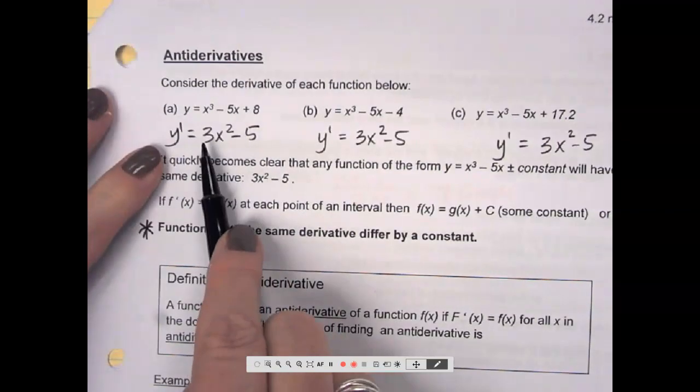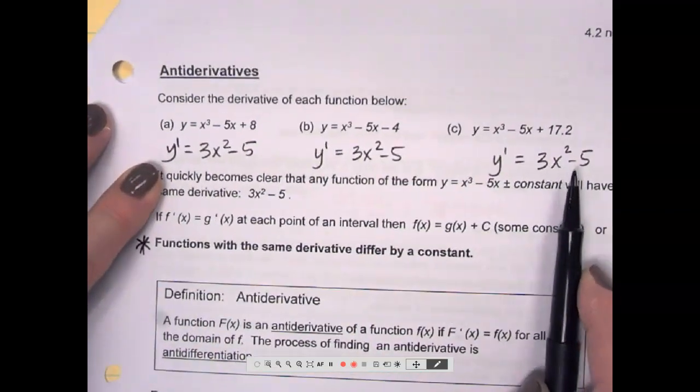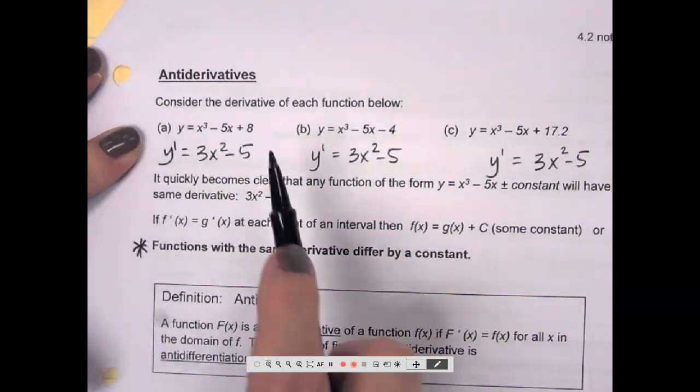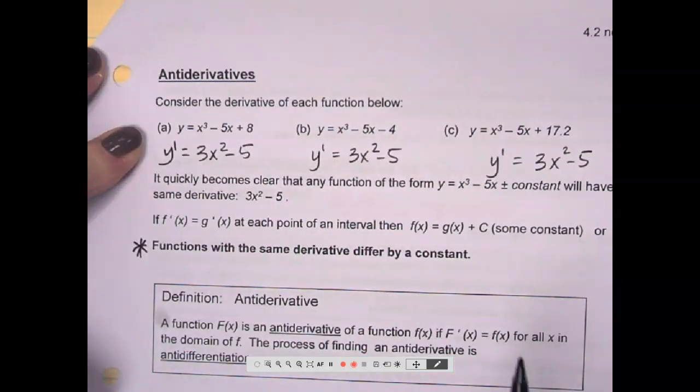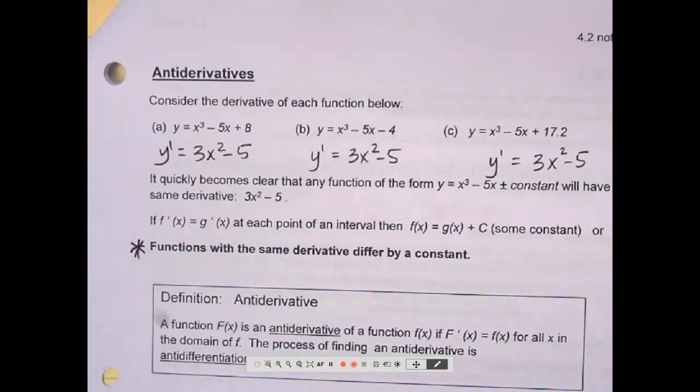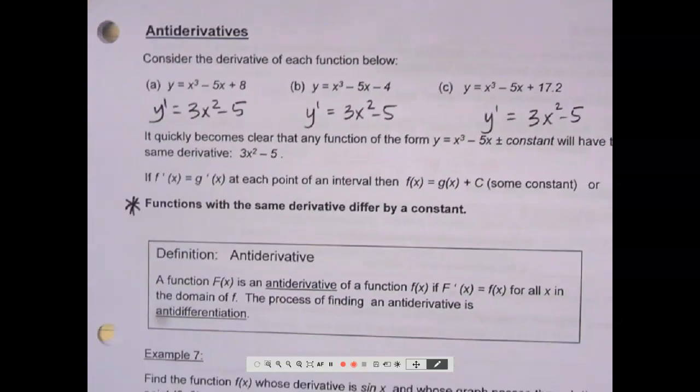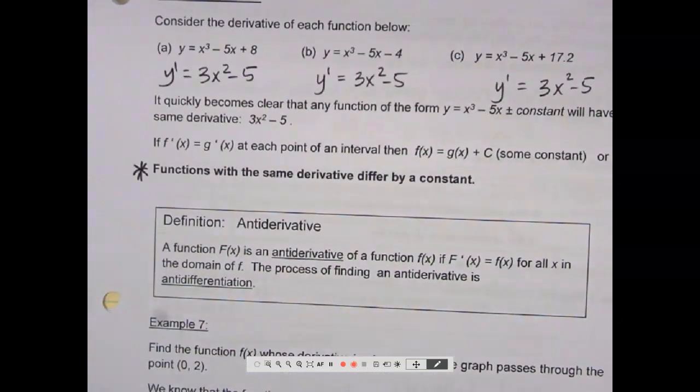So look at all 3 of these. They had the same derivative. What was the difference in those 3? That little constant that was added or subtracted to the end. Okay. Other than that, they had identical derivatives. Okay, so that leads us to what is an antiderivative.